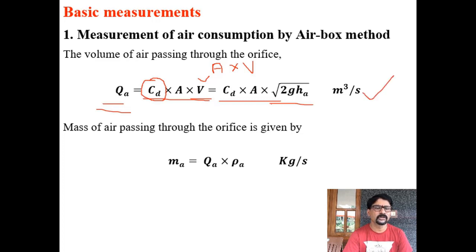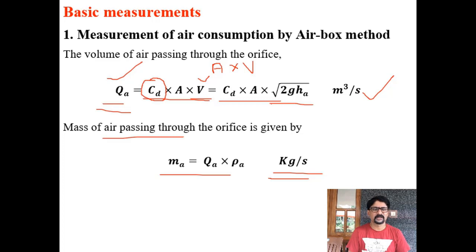If you want to calculate the mass of air passing through, then you have to multiply this volume flow rate by the density. So meter cube per second into kg per meter cube, so you'll get kg per second. So the mass flow rate will be given in kg per second. Here if we require volume, then you can stop it here, that is expression QA. Suppose if you want to find out volumetric efficiency, then you can find out volume in meter cube per second. Suppose if you want mass of air supplied, then you can multiply that with rho A to get it in kg per second.